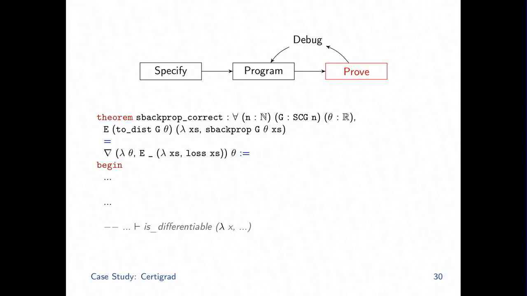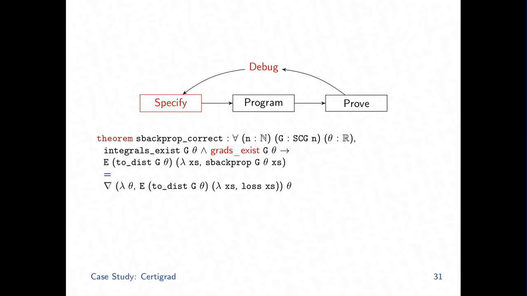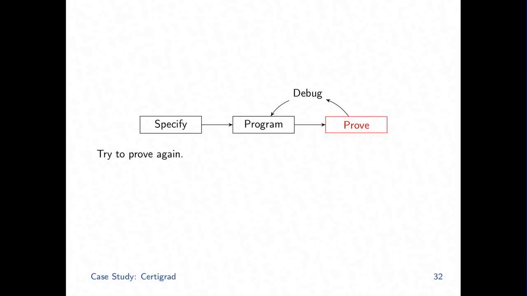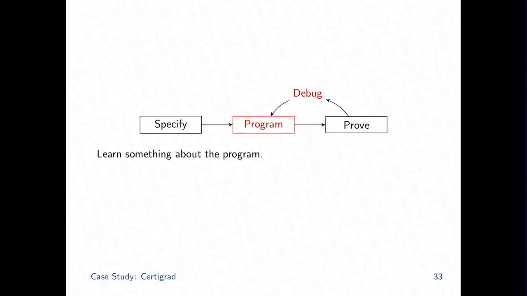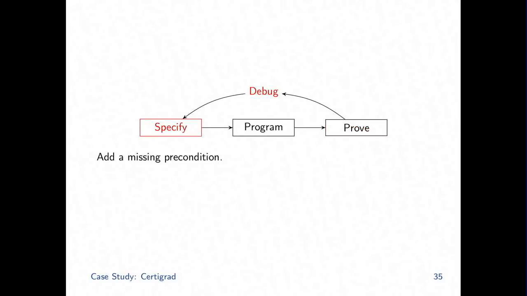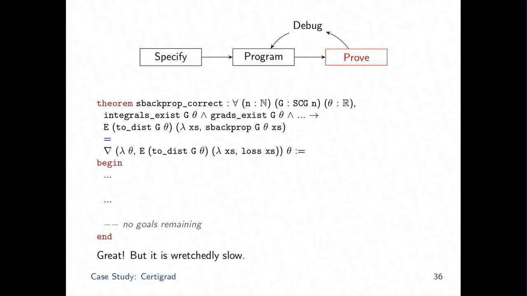I can't do it. I haven't assumed anything about it, so I go back and debug my specification, and I add a new assumption that all the gradients I need exist. And I try to prove again. I learn something more about the program and debug the program. Try to prove again, missing a precondition, go back to debug my specification. And eventually I try to prove again, and it works.